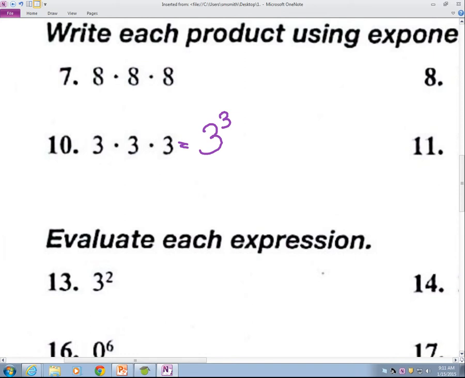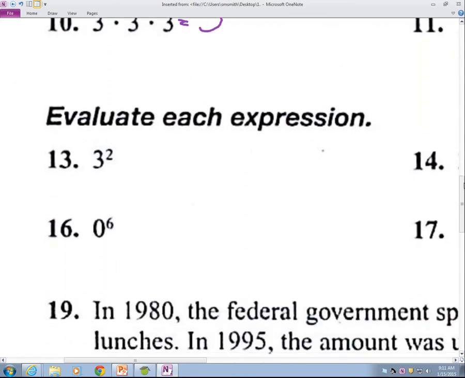3 cubed. Yeah, 3 cubed, beautiful. All right, now it says evaluate each expression. So for number lucky 13, does that mean I'm going to look at it and be like, there's the 13, a period, and then there's a base of 3, and an exponent of 2, and I'm going to evaluate it, I give you an A? Is that what they mean by evaluate?